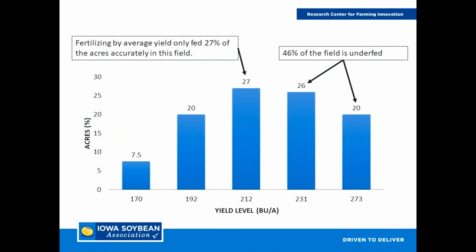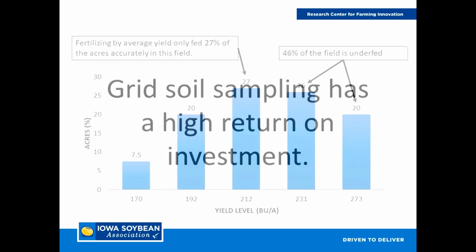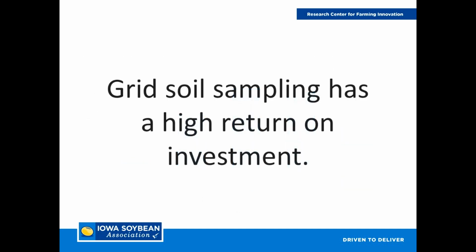This is why soil testing is just so important. Grid sampling is so important. And you know that, but it's one area that seems to get neglected. And we've seen results of 5-to-1 to 20-to-1 ROI for soil testing. Grid sampling has a high return on investment.